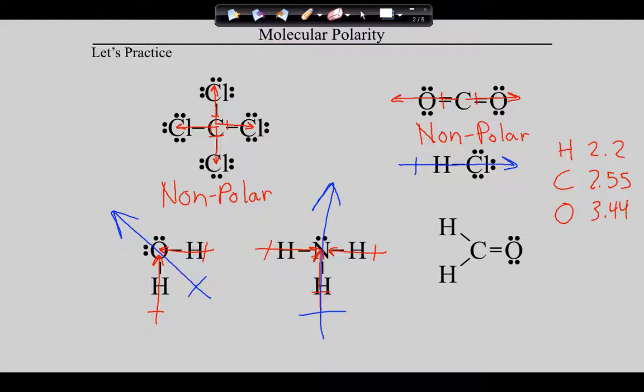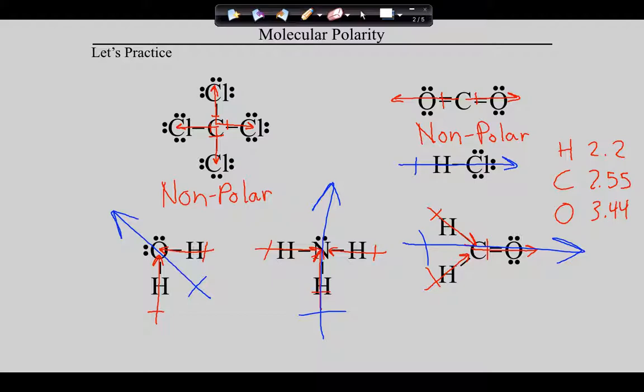So carbon is more electronegative than hydrogen. So this one goes this way. So does this one. And then oxygen is more electronegative than carbon. So this one goes this way. So guys, obviously this isn't symmetrical. So what's the overall movement of in and right? Right. And that would be the overall polarity of the molecule.